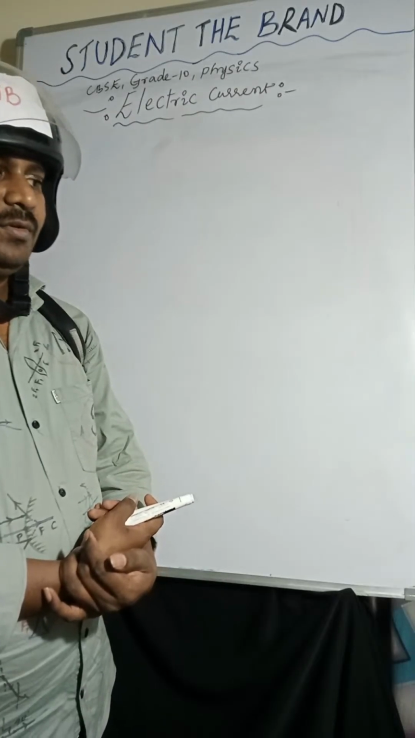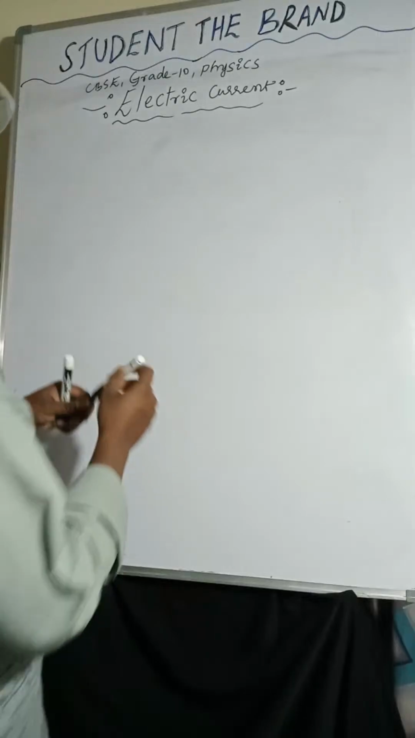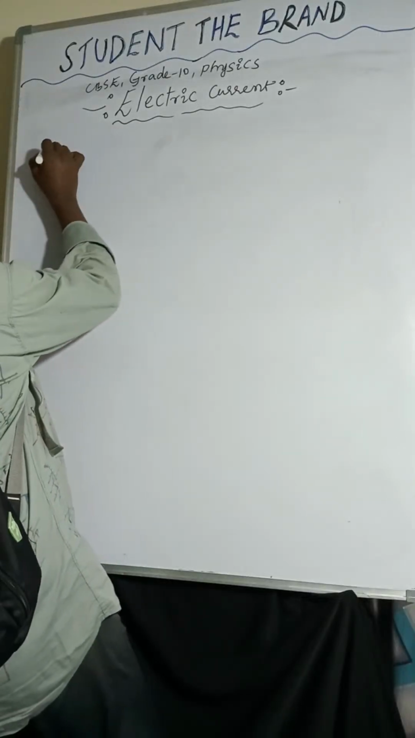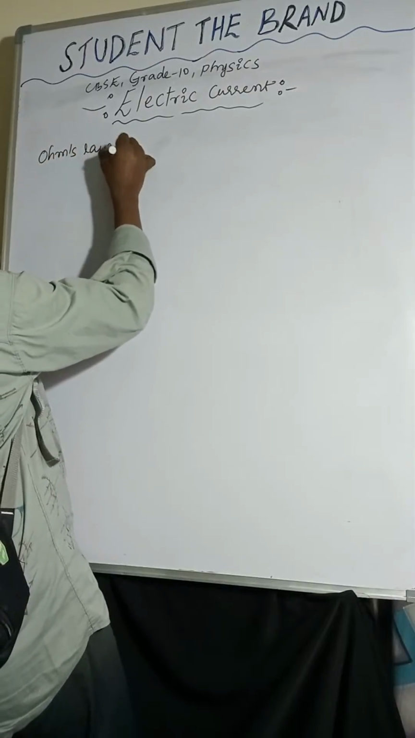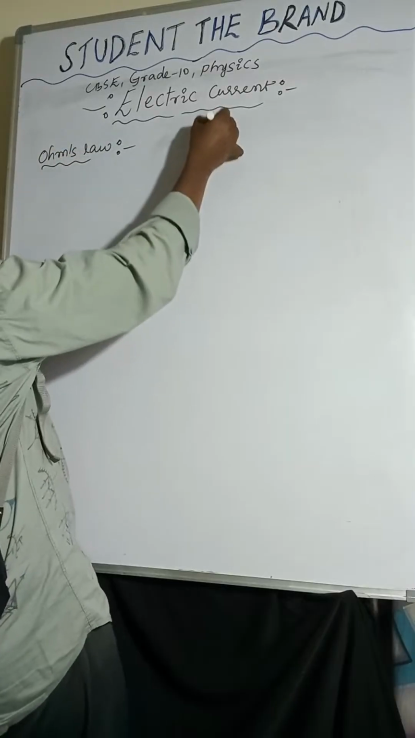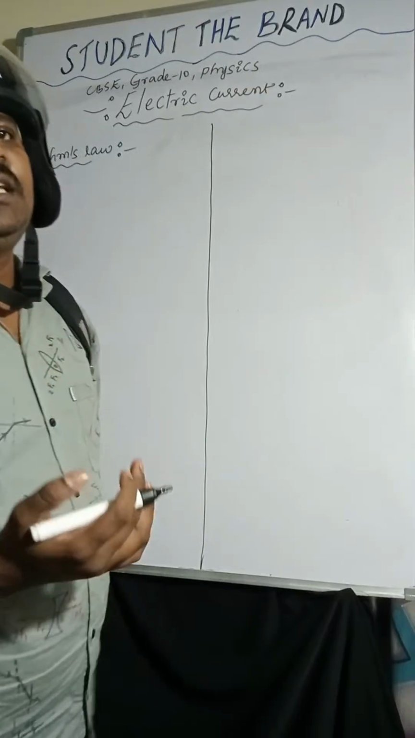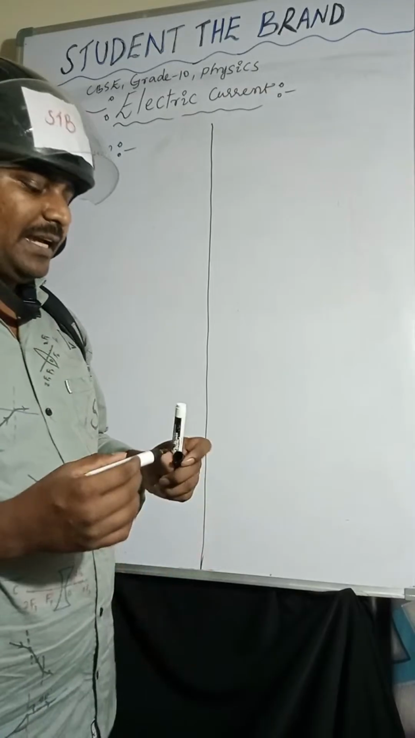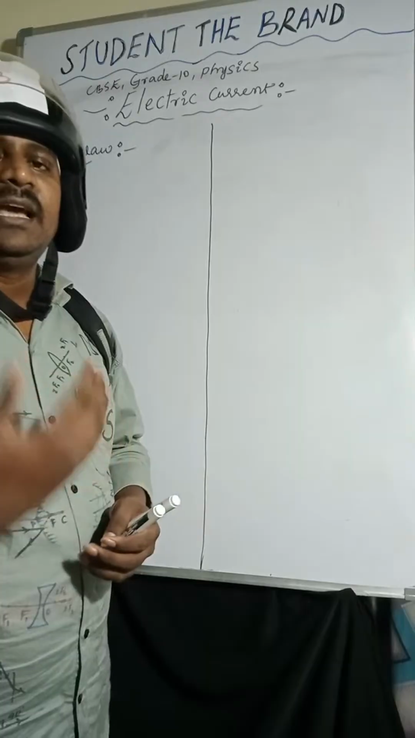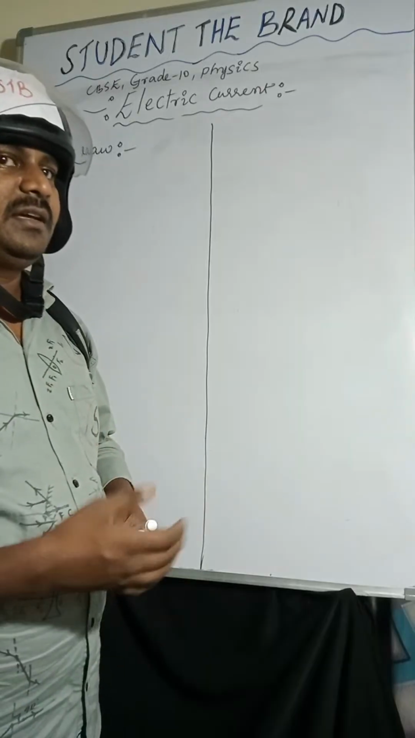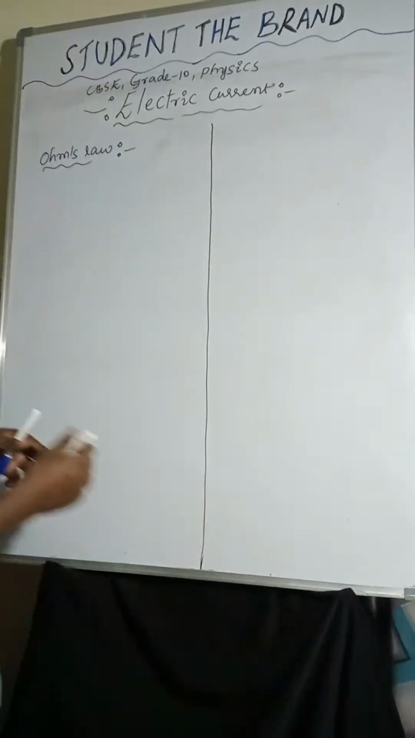Now we'll discuss Ohm's law. Ohm's law is nothing but the potential difference across the ends of the given metallic conductor is directly proportional to the current flowing through it. V is directly proportional to I, V equal to IR.